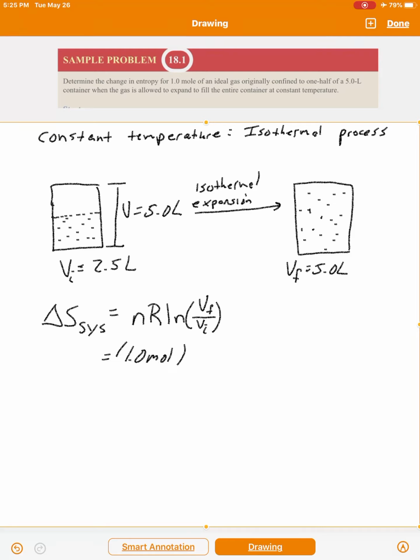When we're doing energy calculations or calculations involving energy, the value of R that we would use is 8.314 joules per kelvin mole. And then that would be multiplied by the natural log of 5.0 divided by 2.5. I'll leave the units out because they'll divide out anyways, okay? Now, 5.0 divided by 2.5 is 2.